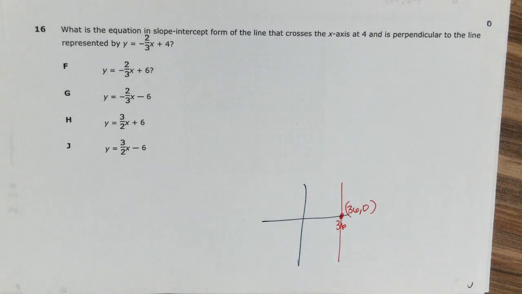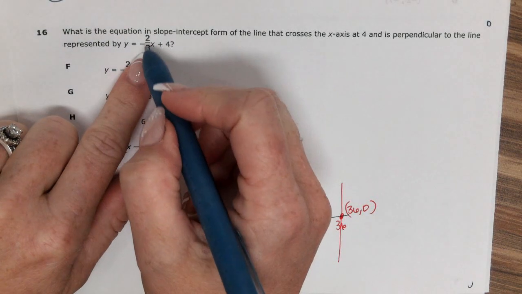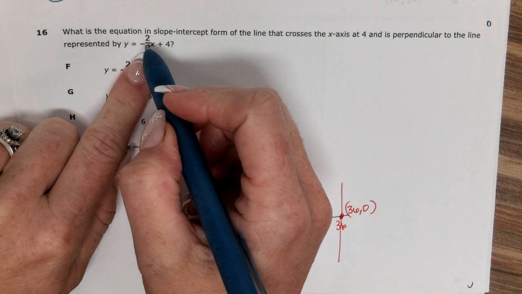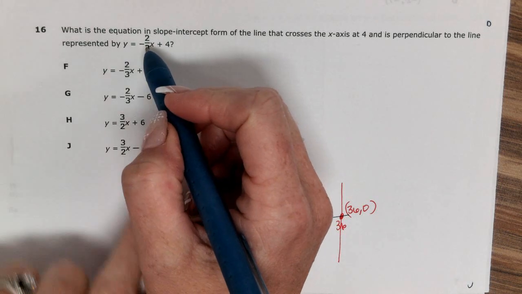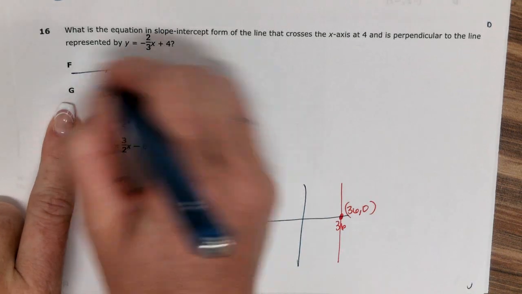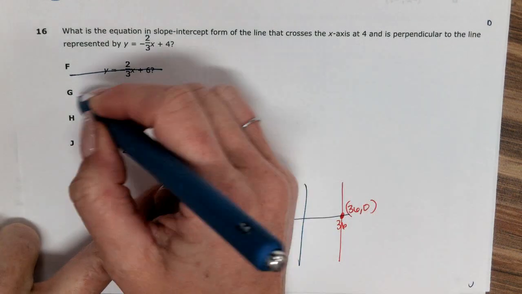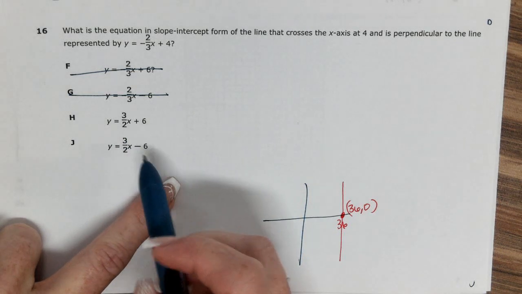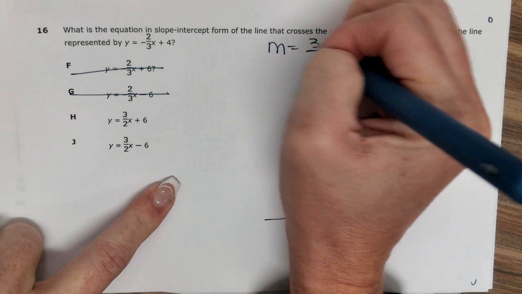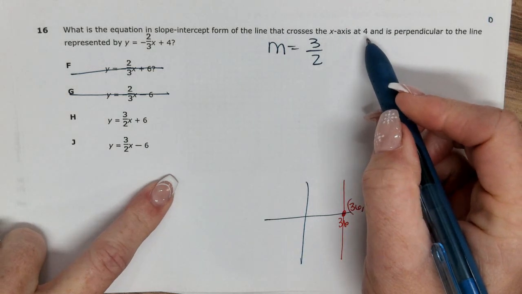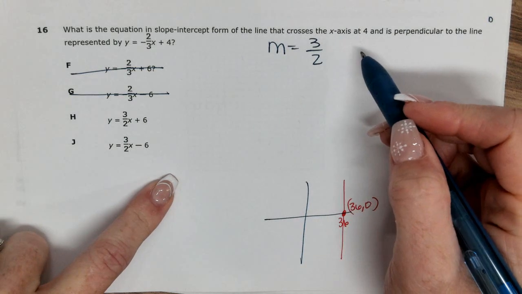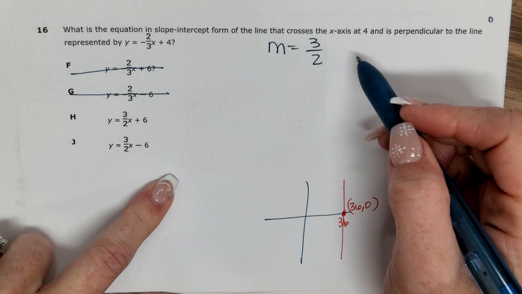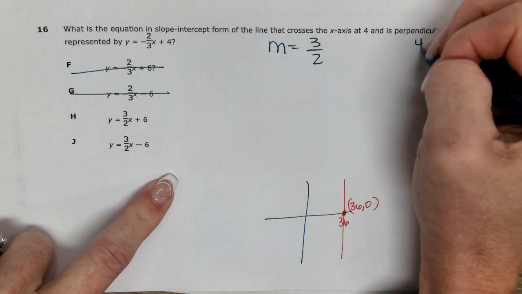What is the equation in slope-intercept form of a line that crosses the x-axis at 4 and is perpendicular? So the same thing. If it's perpendicular, the slope is going to do what? Be opposite. Okay, so what could I mark off? F. What else? And G. Now I've got to figure out where would it be the y-intercept. So the slope is 3/2. If it crosses the x-axis at 4, isn't there a point at 4, 0? Okay, so my point is at 4, 0.